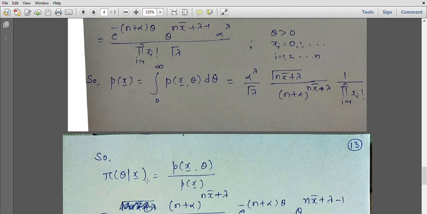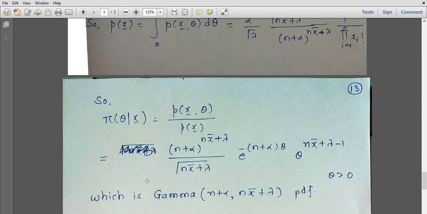So if we use this, we finally get the posterior distribution of theta as gamma with parameters n plus alpha and n x bar plus lambda. Thus, if we start with a gamma distribution as a prior distribution for theta, we end up getting another gamma distribution as the posterior distribution of theta.